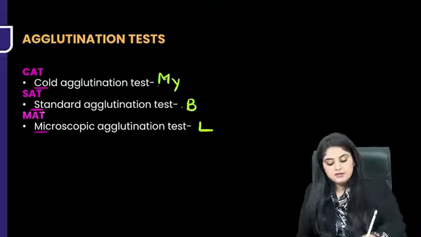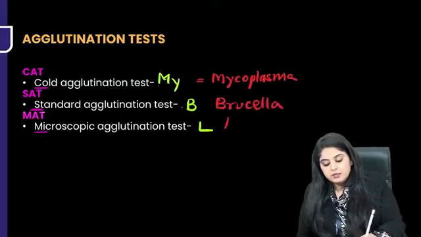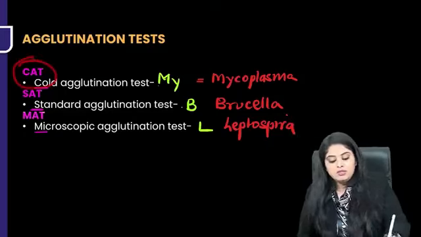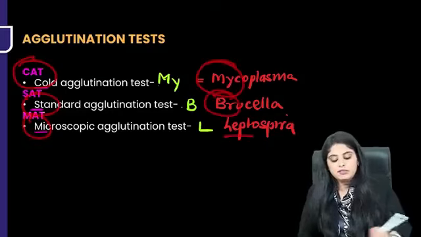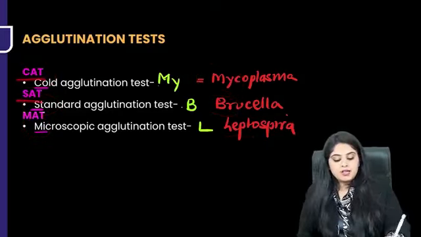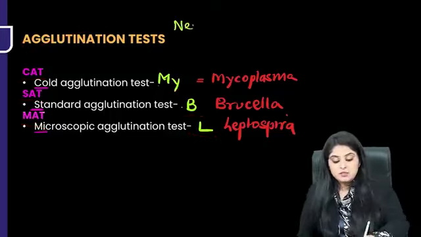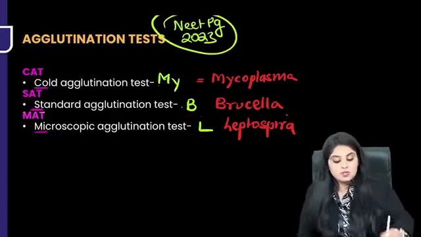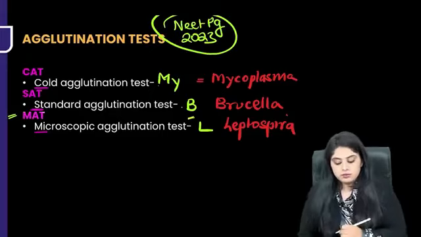What is My Billy? The first one is going to be My for mycoplasma. The second one is going to be Brucella. And the third one is going to be Leptospira. So let's get going. Cold agglutination test is seen in mycoplasma. Standard is seen in Brucella and microscopic is seen in Leptospira. Simple. Cat sat on a mat, My Billy, and these are the agglutination tests done. This was in NEET PG 2023, the exam on March 5th. That exam had the same question on microscopic agglutination test for Leptospira. Okay, so mycoplasma is done.